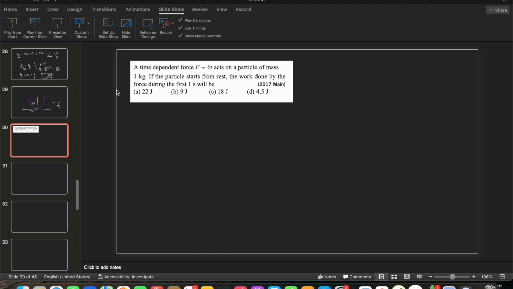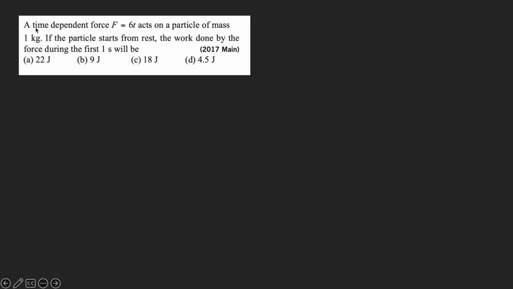Today we are going to see a problem from work, energy, power. This is from 2017 JEE. Let's go through the question first.